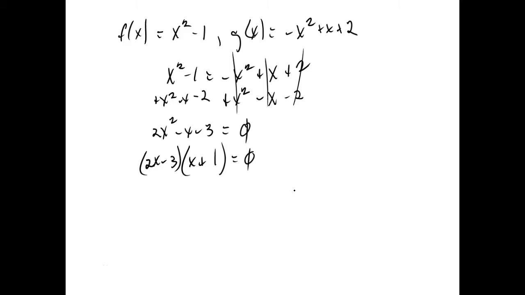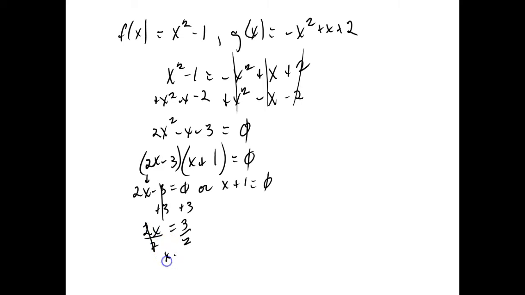Okay. What do we do next? Set each equal to 0 separately. 2x minus 3 equals 0, or x plus 1 equals 0. And the first one, what are we going to do here? Solve for x. How? Add 3 to both sides. That gives me 2x equal 3. Divide by 2. And we get x equal 3/2. Another beautiful fraction. Okay, we love them. Okay, next. Subtract 1 from both sides, you get x equal minus 1.